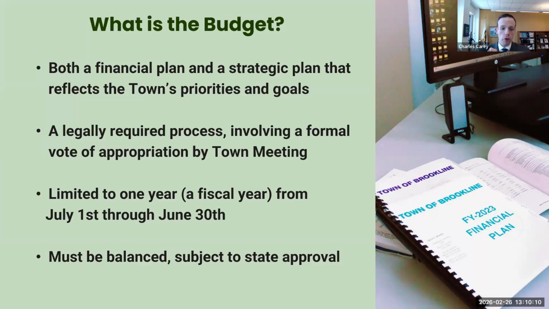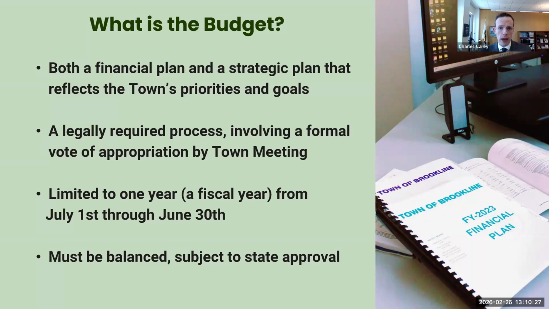It is limited by law to 1 year. We can't pass multi-year budgets, and it must be balanced. We cannot run a deficit, except in very limited circumstances. And really, the only one that concerns us as a municipality is we can run a deficit when it comes to paying for snow and ice removal.